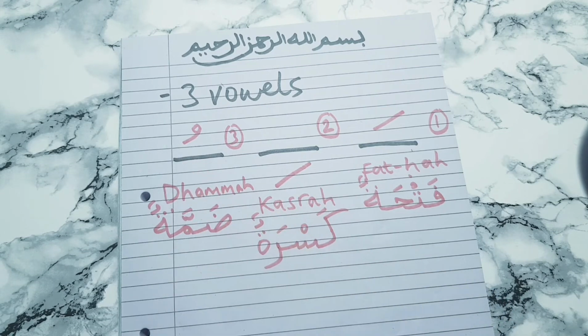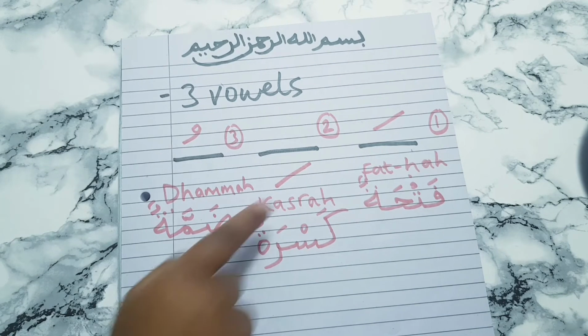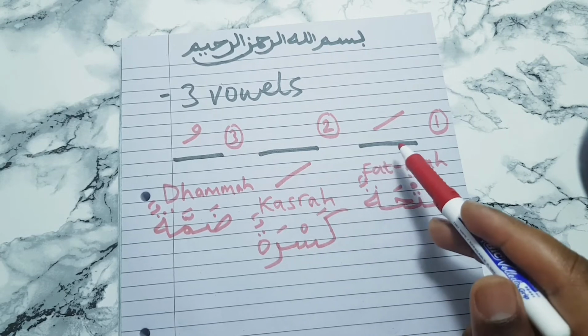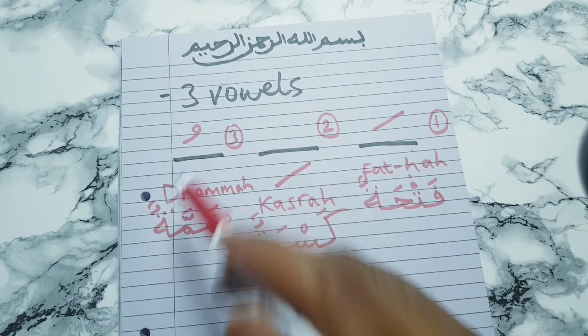Dhamma. Okay, which one is dhamma? This one. Which one is kasra? Which one is fatha? Okay, which one is dhamma? Okay, so you understand that, yeah? These are the vowels. Fatha, kasra, dhamma.